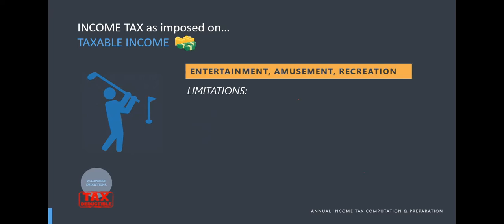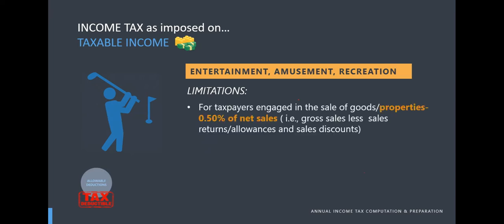Limitations. We have three kinds of expenses that are subject to limitations. This is the first one. The limitations as per the tax code. Number one is for taxpayers engaged in the sale of goods, properties, it is 0.5% of the net sales. So net sales meaning gross sales less sales returns and allowances and discounts.